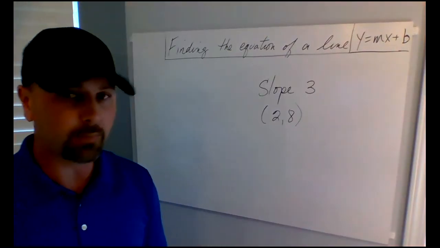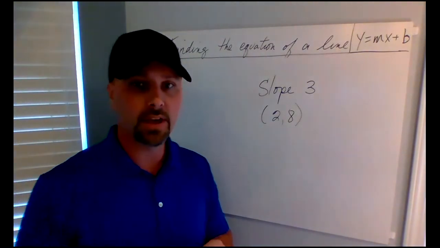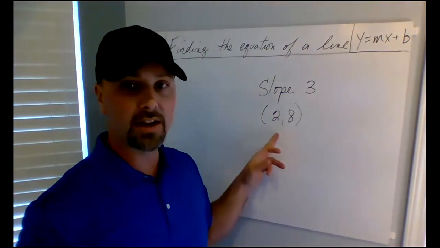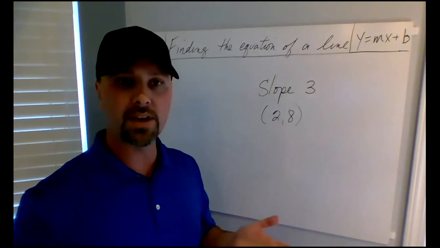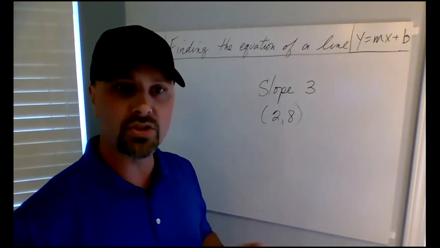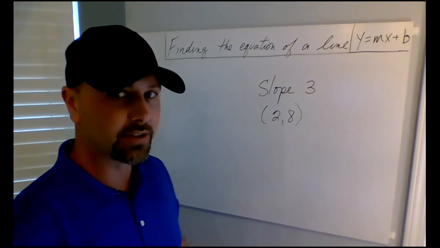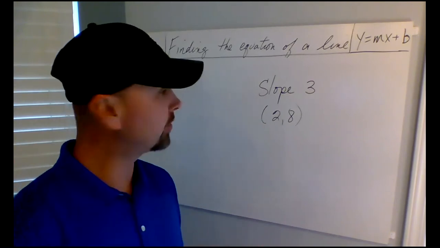Okay, so here's what we know about our line. It has a slope of 3 and it goes through the point (2, 8). We're being asked to find the equation of the line. Okay, and so what could you do there?